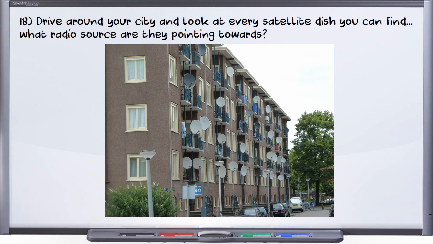Some are pointing this way, some are pointing another way. Are they all pointed south? Are they all pointed north? Within what degree tolerance do they vary? What height do they seem to point to? Check these things out, and from that I think you can infer a great deal about the radio source that these are pointing at and where that must be in the sky.